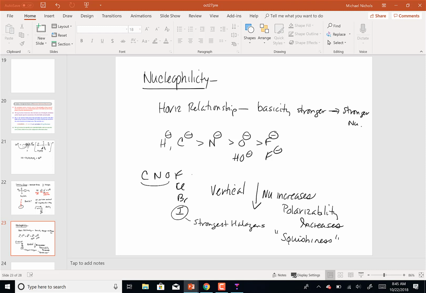And so what do I mean by that? Well, first of all, as you go down the periodic table, what you learned in general chemistry was, as you go down the periodic table, what happens to the size of the element? It increases because you're putting more electrons around it. And that's true for a negative charge as well. So that means as you go down the periodic table, those anions get larger. And that leads to being able to be polarized.